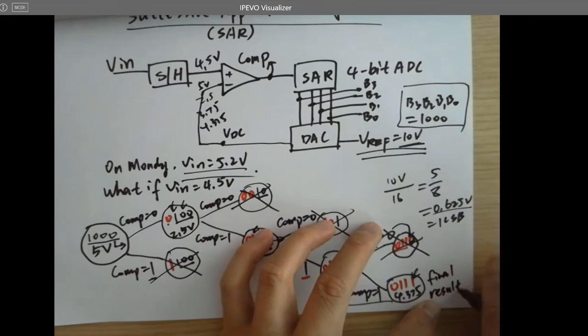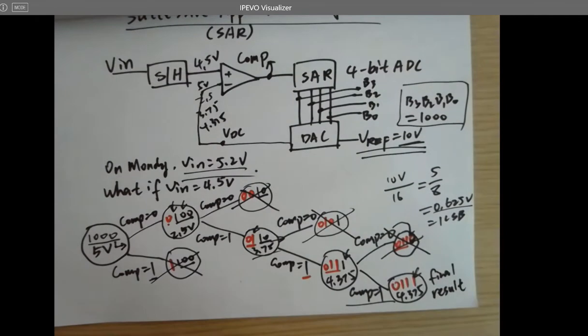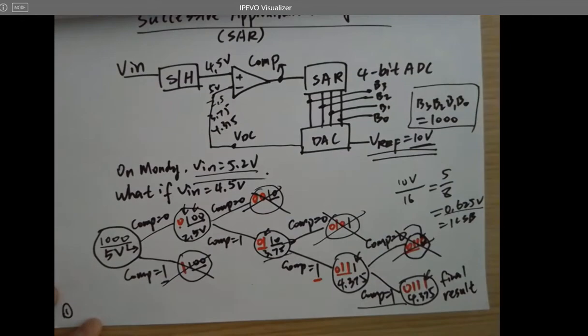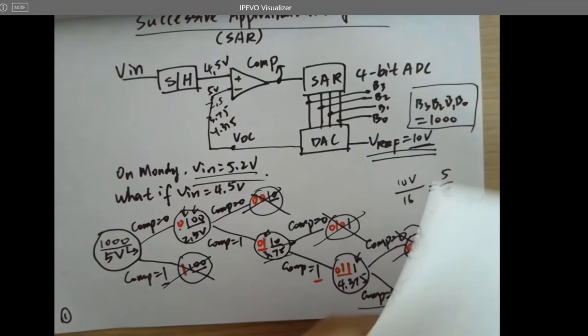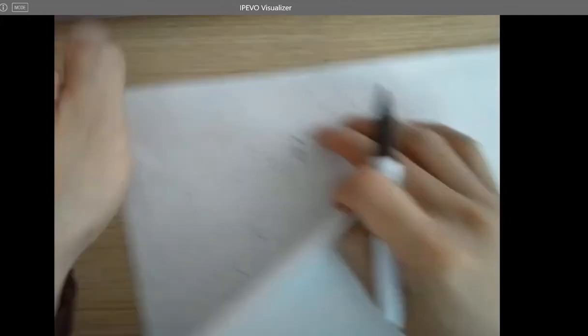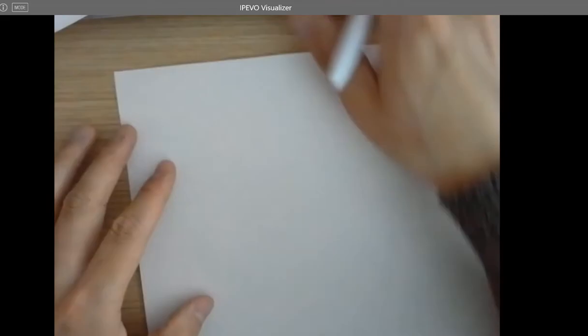from the ADC. How many states in total? How many states? 5 states. How many bits? 4 bits. So if you have an n bit ADC, how many states will there be? How many states are there?